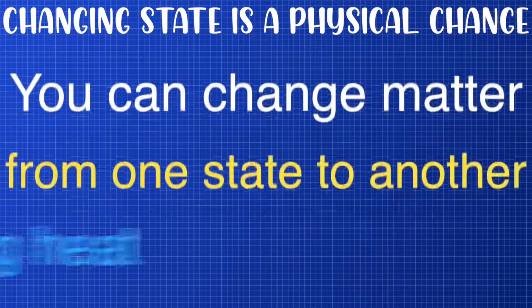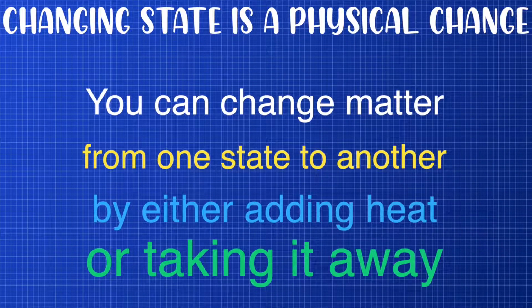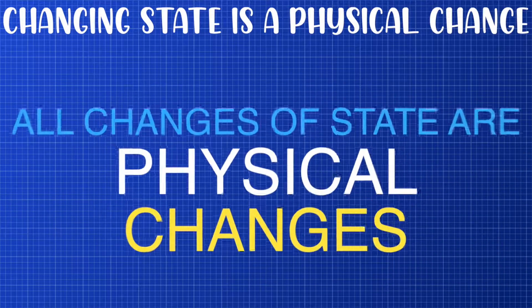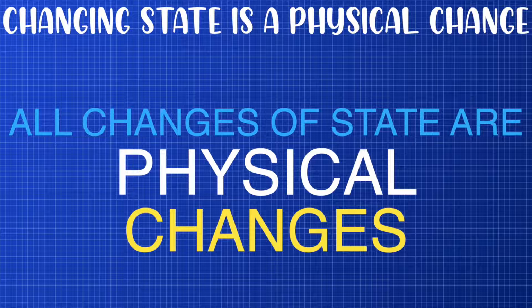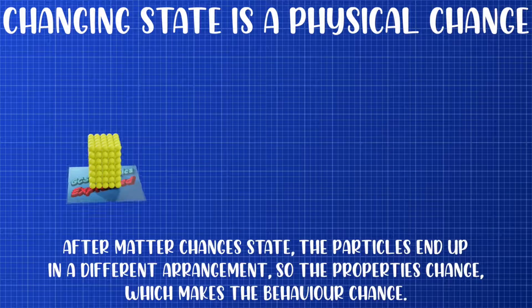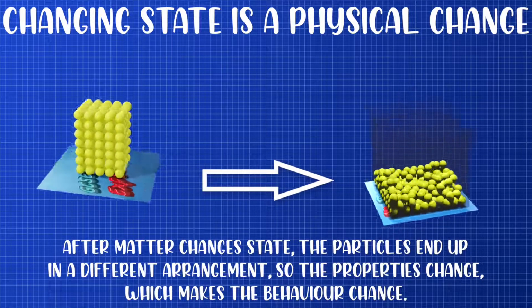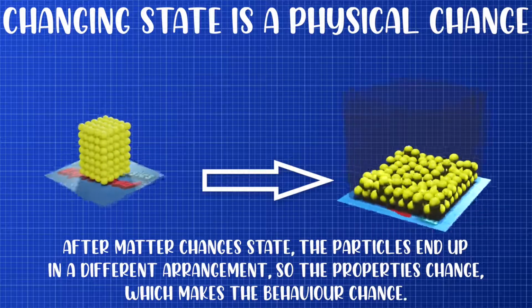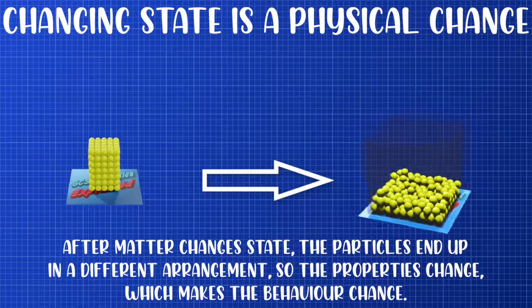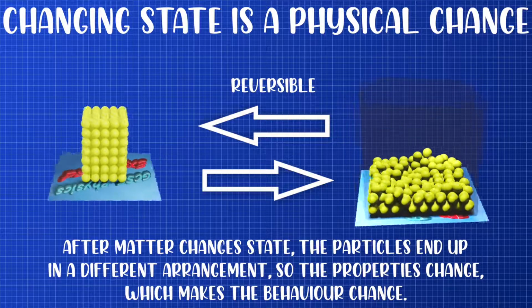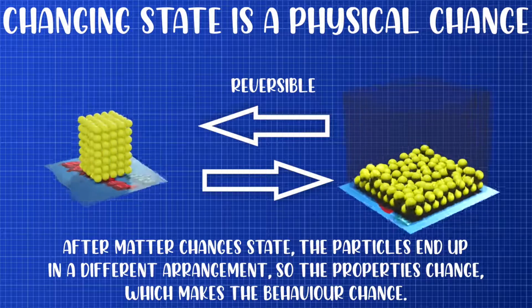You can change matter from one state to another by either adding heat or taking it away. All changes of state are physical changes, which means no new substances are formed. That would be a chemical change. After matter changes state, the particles end up in a different arrangement, so the properties change, which makes the behaviour change. Physical changes are always reversible, so if you reverse a physical change, the matter regains its original properties.